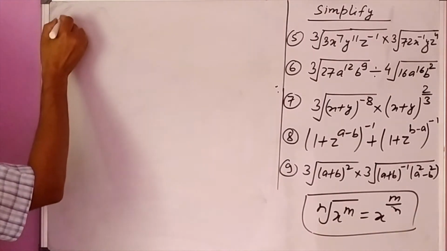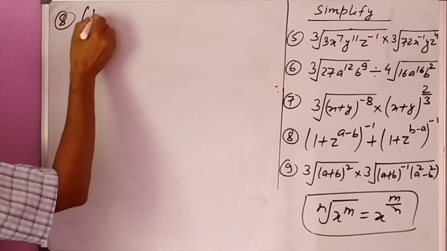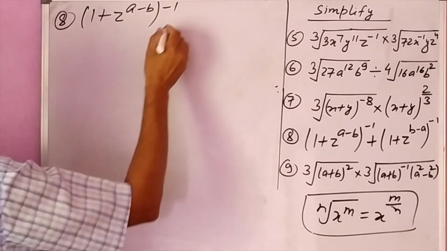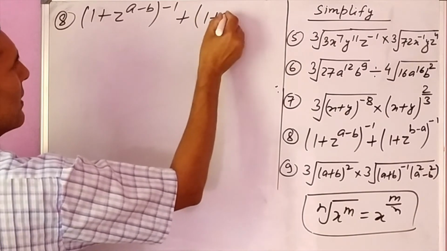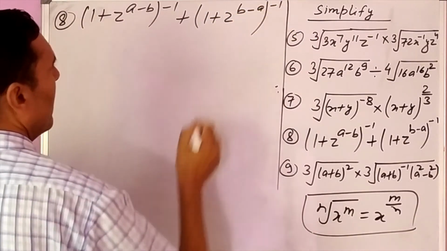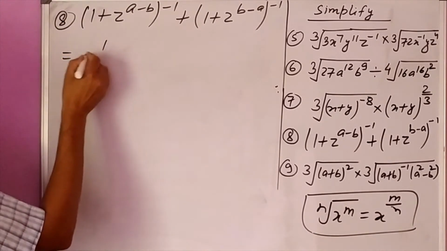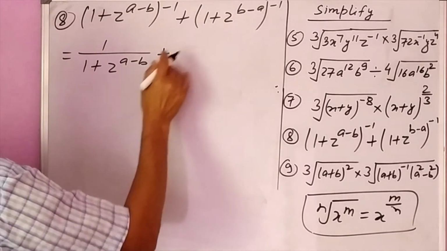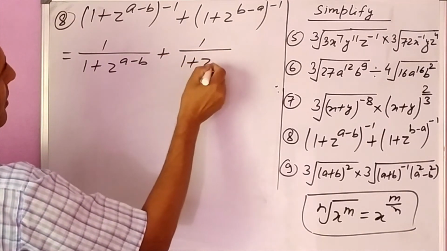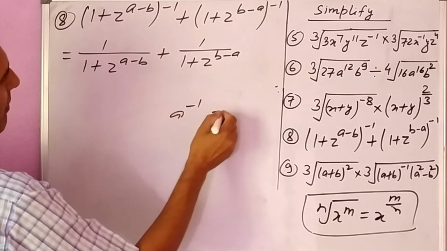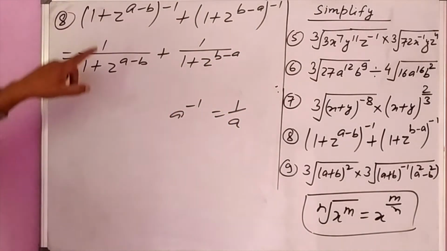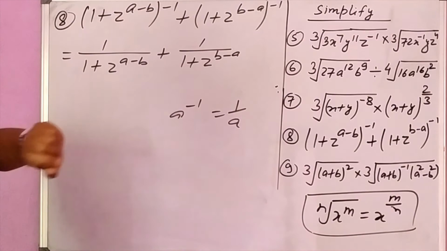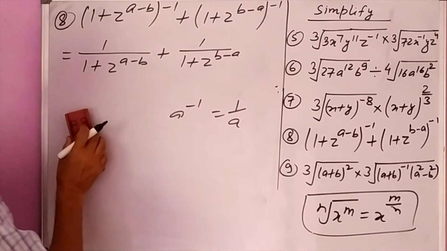Now we have question number 8. Our question is 1 plus z to the power a minus b, to the power minus 1, plus 1 plus z to the power b minus a, to the power minus 1. First of all, this can be written as 1 upon 1 plus z to the power a minus b, and it is also 1 upon 1 plus z to the power b minus a. Because a to the power minus 1 is 1 upon a. Because we have 1 plus z to the power a minus b to the power minus 1, that is 1 upon 1 plus z to the power a minus b.